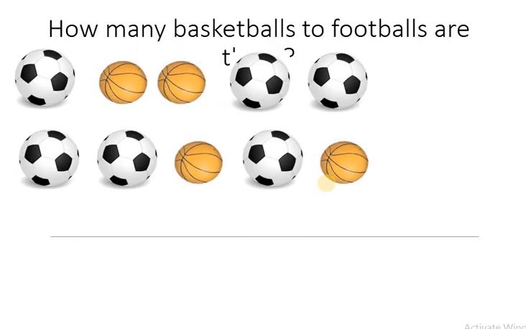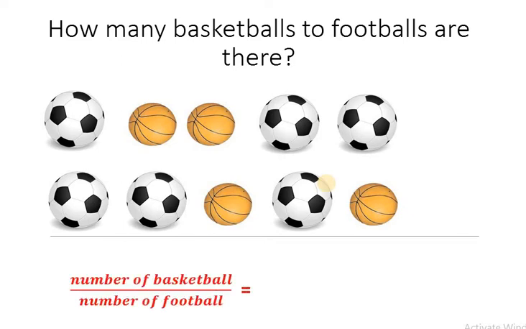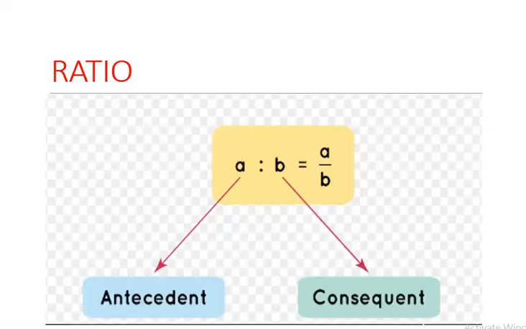Let's see how many basketballs and how many footballs. Let's count the basketballs here. Because I said basketball first, the number of basketballs is 4, and the number of footballs is 6. And also A to B, the first term of the ratio and the second term.